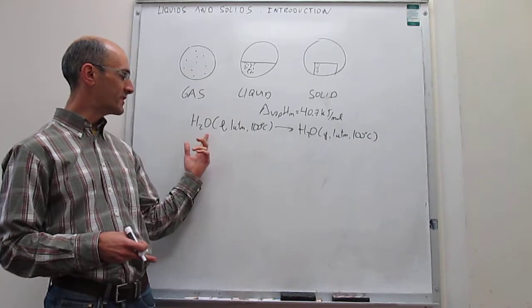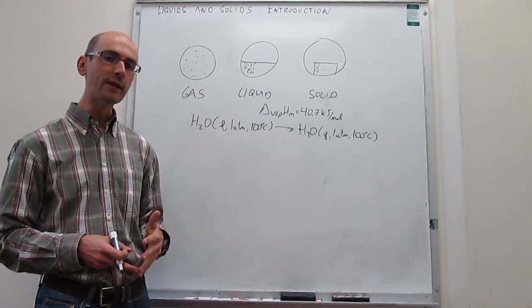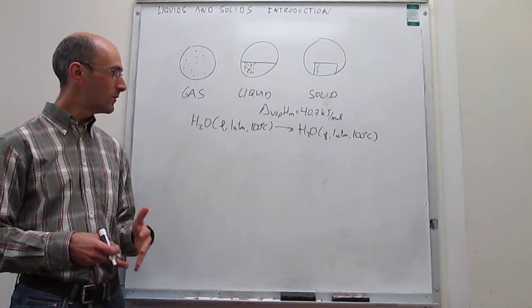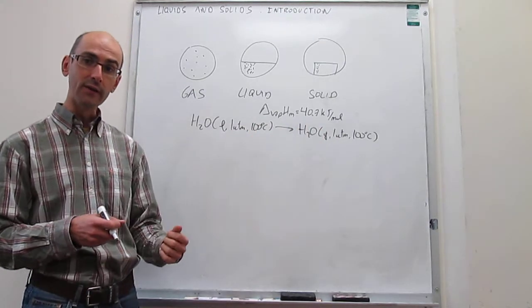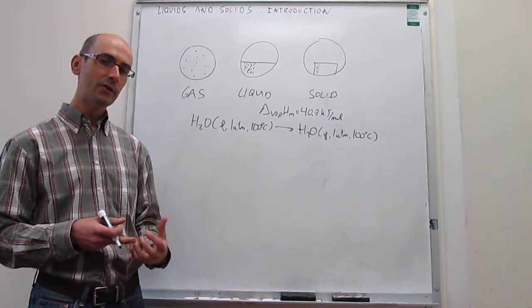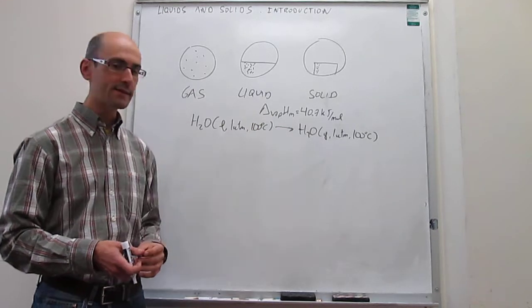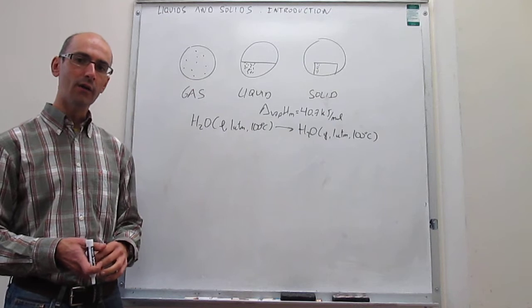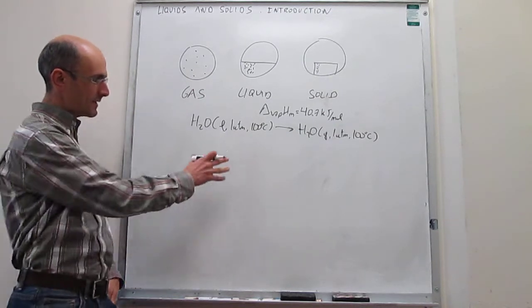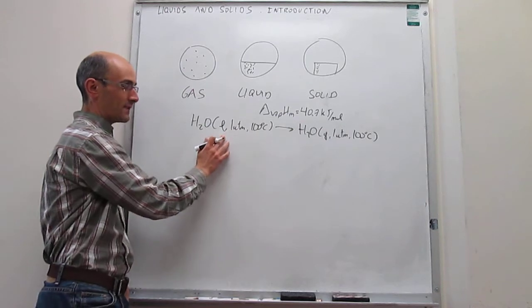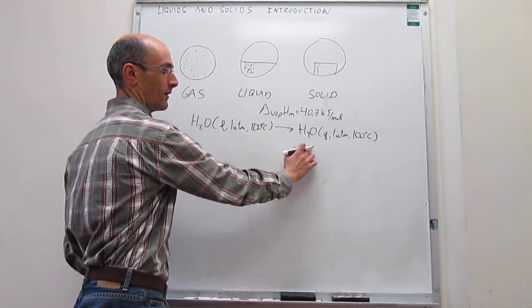Now, notice that 40.7 kJ per mole is much lower than a typical covalent bond. For example, the OH bond in water would be about 480 kJ per mole. So while these interactions are not as strong as what you have in a covalent bond where you're sharing electrons, nonetheless, they're fairly strong. They're about 10% of what you have in a typical covalent bond.